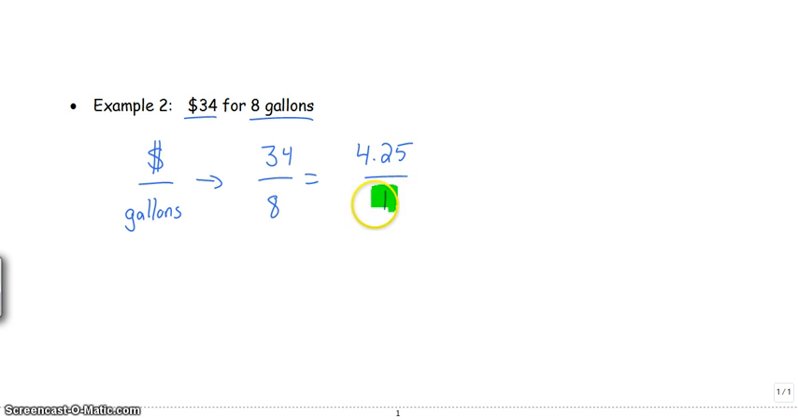This 1 in the denominator means that we now have a unit rate. The 4.25 is in your numerator. That matches up with the money. So it's $4.25. The 1 is the denominator. That matches up with gallons. So per gallon.